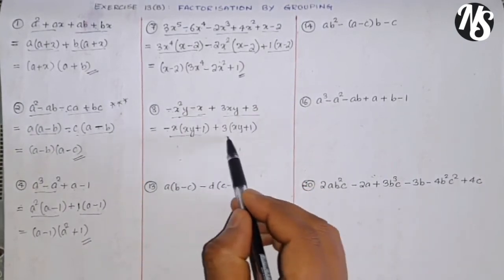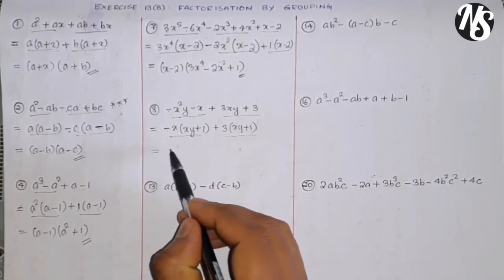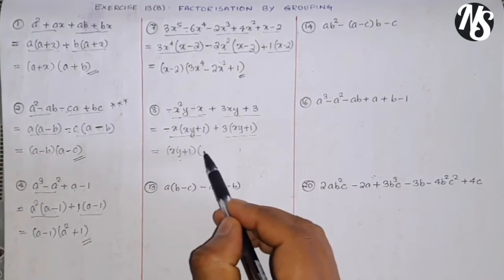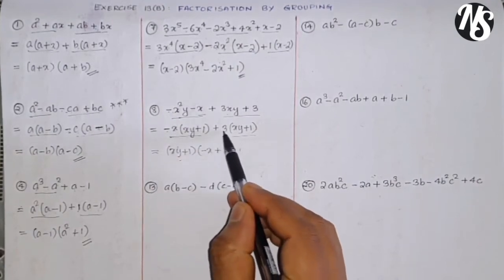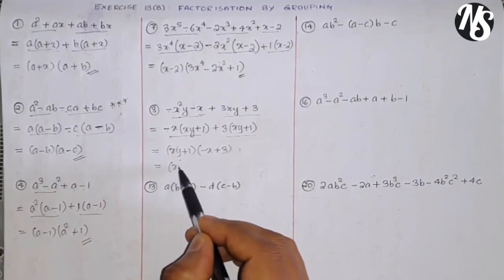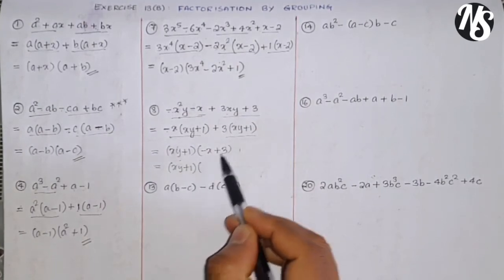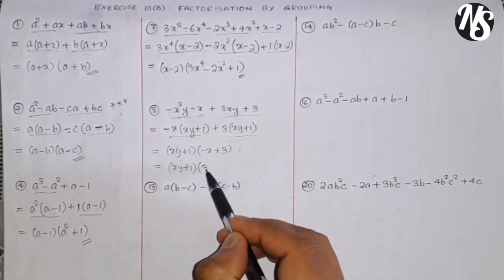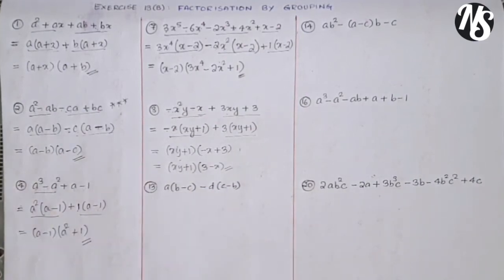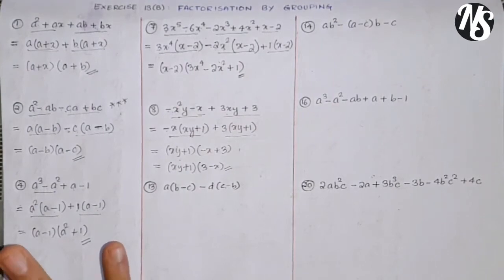Now among these two, again what is common? xy plus 1 is common, so from here we have minus x, plus from here 3. If you rearrange this, you get xy plus 1 into minus x plus 3, which can be written as 3 minus x as well. So this will be my answer for question number 8. I hope as of now everything is clear.